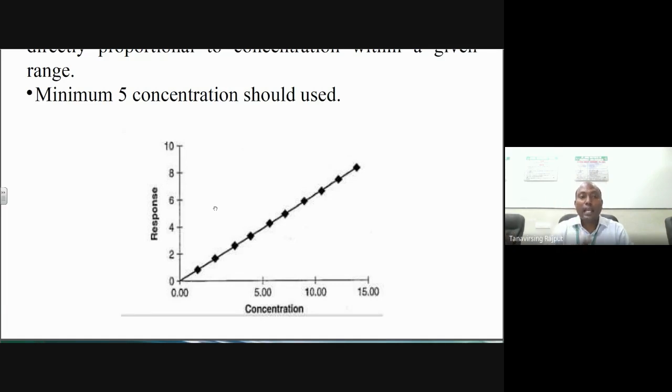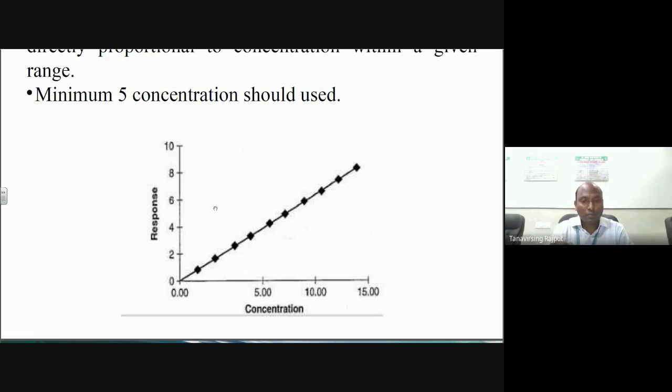As per the ICH guideline, we have to analyze a minimum of 5 concentrations. For that purpose, we take solutions from 2 ppm to 10 ppm. Then with the help of UV, we can measure the absorbance or response, and that absorbance or response is plotted against concentration. How can we say that a specific method is linear? For that purpose, we can calculate the R square value, which is called the correlation coefficient value.